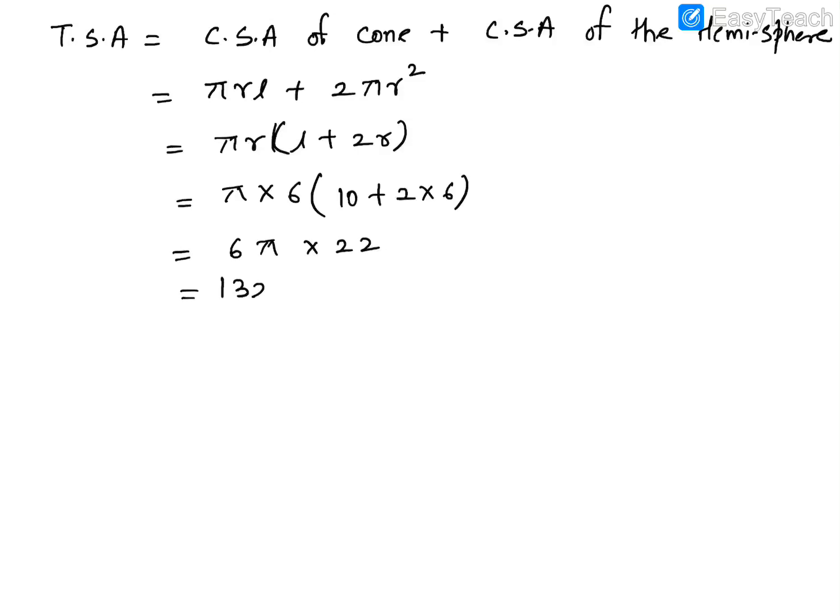So that's 132 pi. But remember, you cannot take pi as 22 upon 7. You will have to take it as 3.14 only. And when you multiply, you will get the answer 753.6. I'm not sure if this answer is correct because, no, guys, there is a mistake. This answer is 414. I've interchanged the answers.